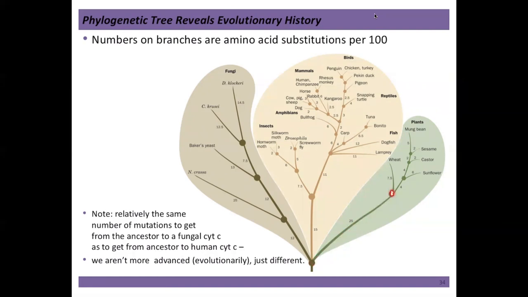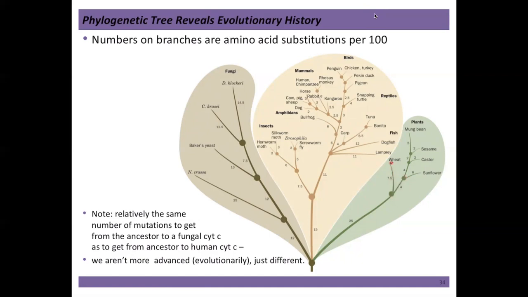And then finally we get to this point here. And then we start to break off. And so this common ancestor here, it took 4 amino acid substitutions per 100 to get to this point, and wheat came off.